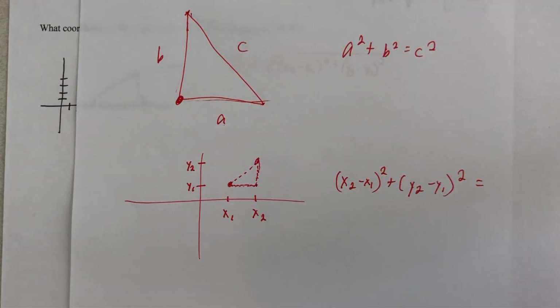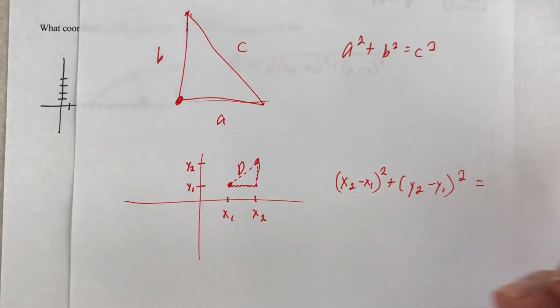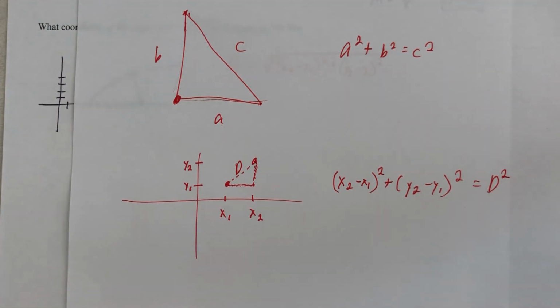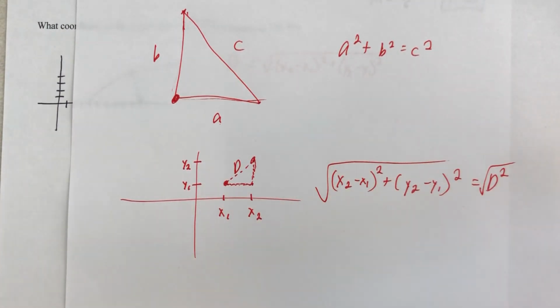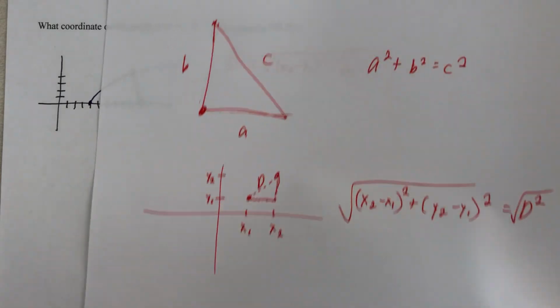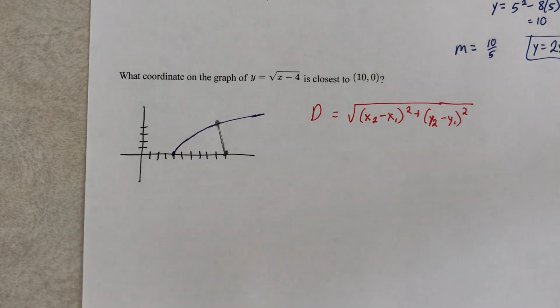Whoops, let's get on camera, that'd be nice. That equals the distance that I'm looking for, and it is squared. Well, if I wanted to solve for distance, I'd square root the whole thing, and there's your distance formula. Yay! All right, now you know. All right, back to the problem at hand.